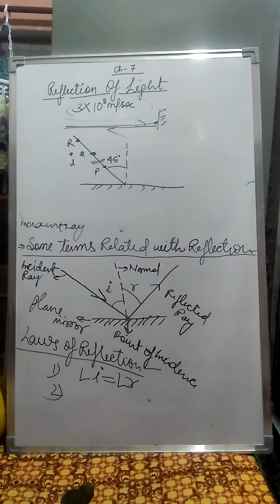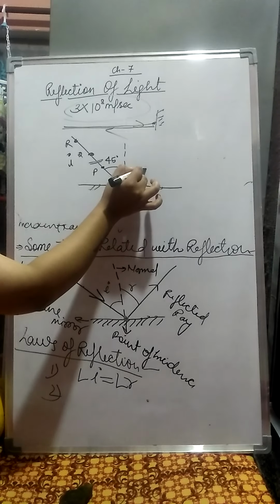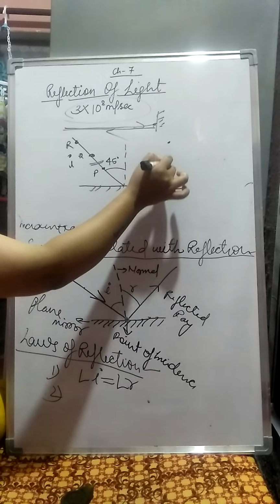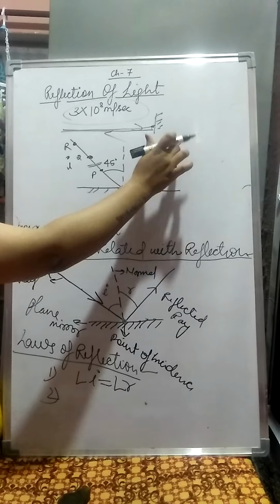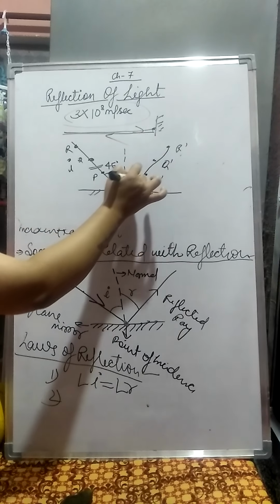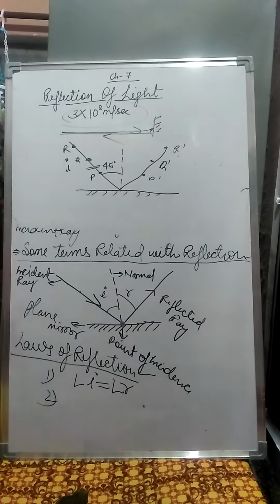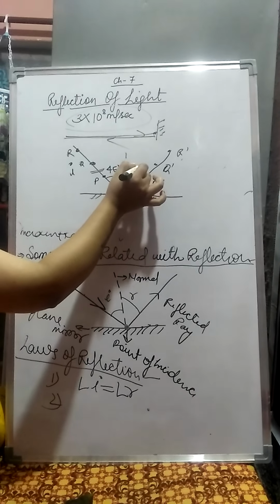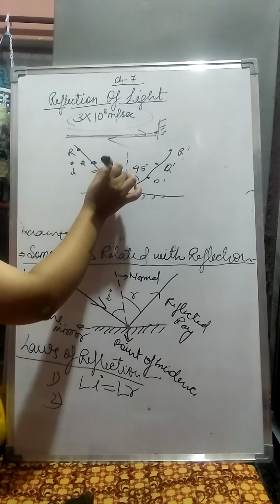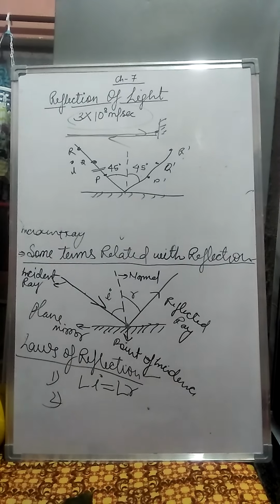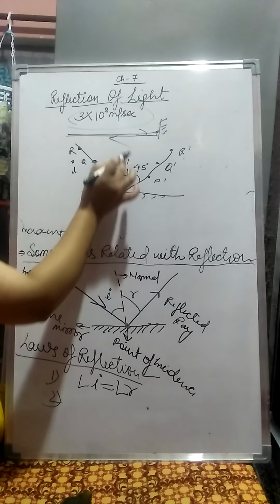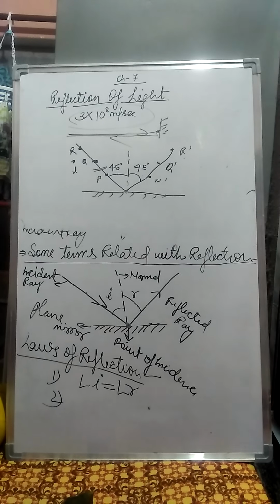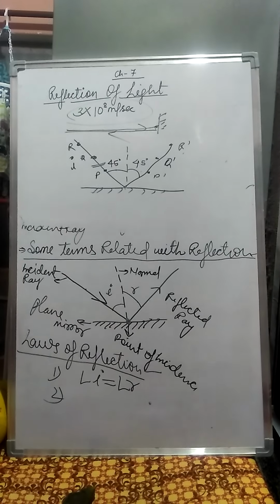When we see its reflection, we will get the images of these P, Q and R as P dash, Q dash and R dash. When we join the points of these images, we will see that this angle is also 45 degrees. It proves that the angle of incidence is equal to the angle of reflection, and the incident ray, reflected ray and the normal at the point of incidence all lie on the same plane.